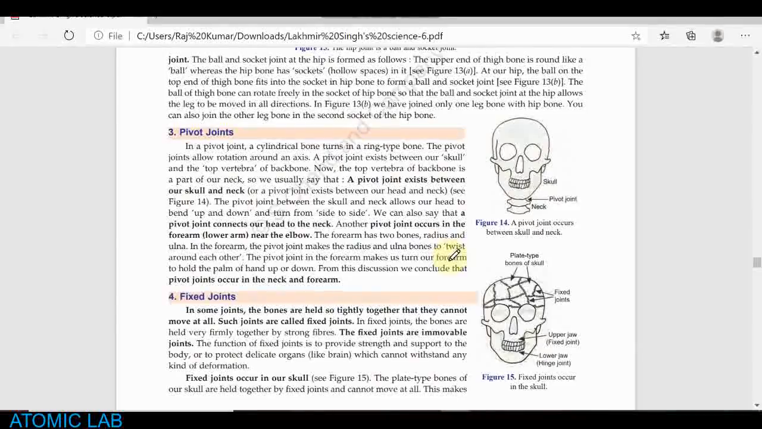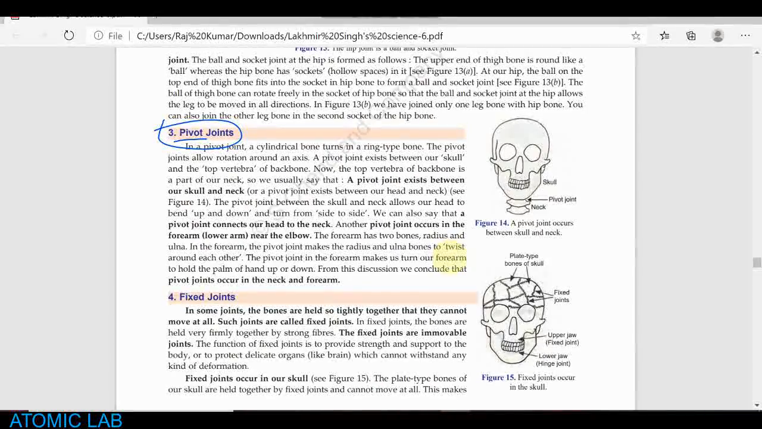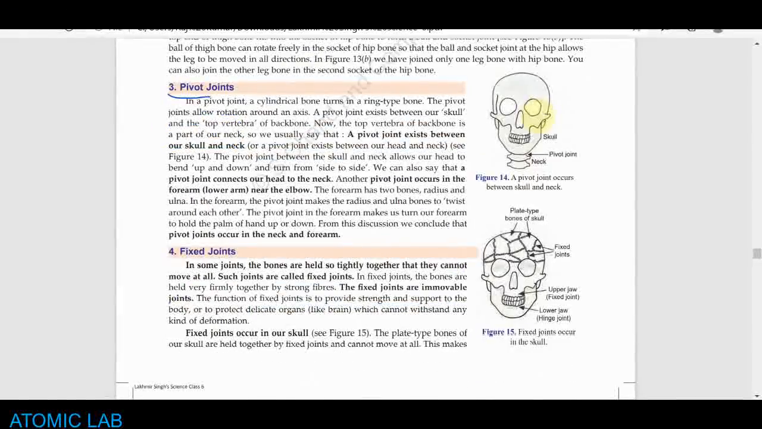Now we are moving on to the third. The name of it is the pivot joint.